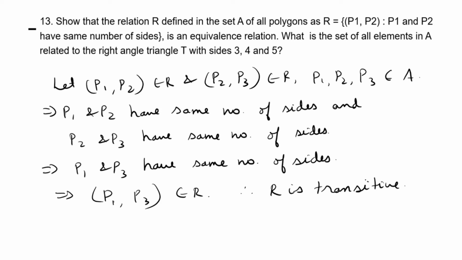We already proved R is reflexive, R is symmetric, and now we have proved R is transitive. It means R is an equivalence relation. Therefore, R is an equivalence relation. Now we'll move to the next part of the question.